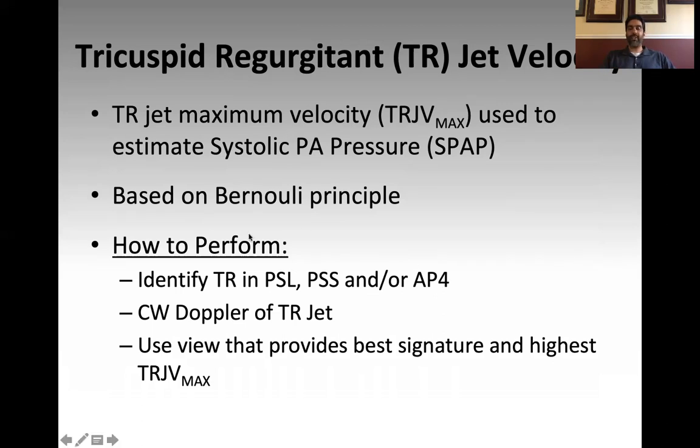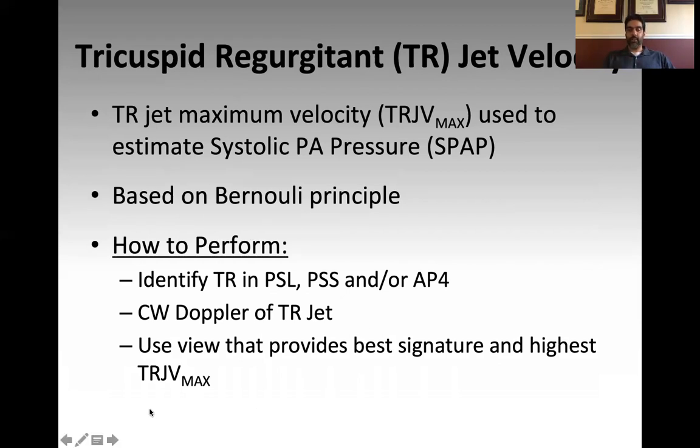In each of these views, you would put color over the tricuspid valve and over the right atrium, and try to identify a TR jet. When you identify the TR jet, just very subtly angle anteriorly and posteriorly to make sure you're capturing the brightest and widest color jet you can. You do this in all of these views, and the view that gives you the best color jet and the best theta angle is the one you're going to use.